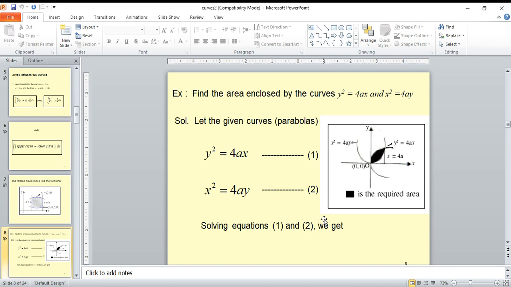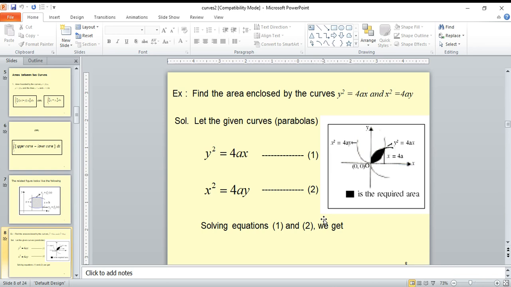Here, these are two curves. But in this question, they are not given any upper limit and lower limit or lines. So, first of all, we find the upper limit and lower limit. Let the given curves be parabolas, y square equal to 4ax and x square equal to 4ay. Name them as y square equal to 4ax as 1 and x square equal to 4ay as 2. First of all, draw the diagram.